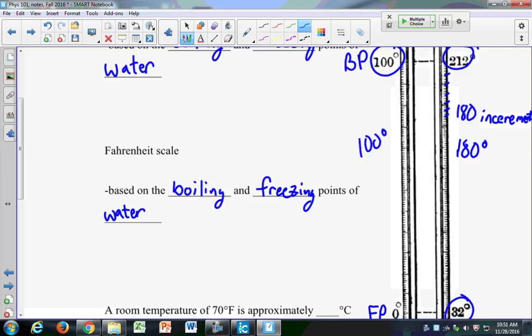All right, so the size of the Celsius and Fahrenheit degrees are different. Which one's bigger? Which one is a bigger change in temperature, the Celsius or the Fahrenheit? The Celsius is a bigger change in temperature because there are only 100 degrees between the boiling and freezing, whereas there are 180 degrees between the boiling and freezing in the Fahrenheit scale.